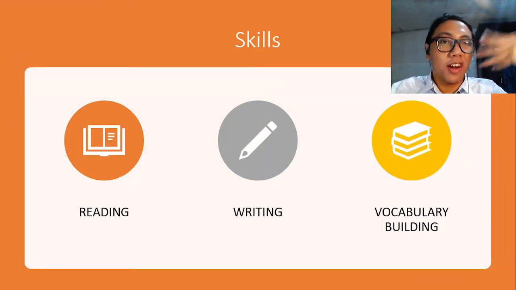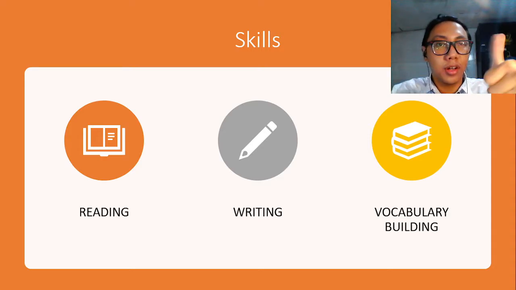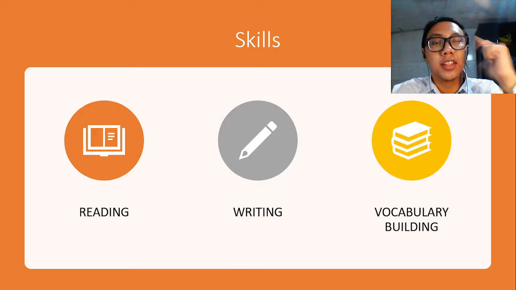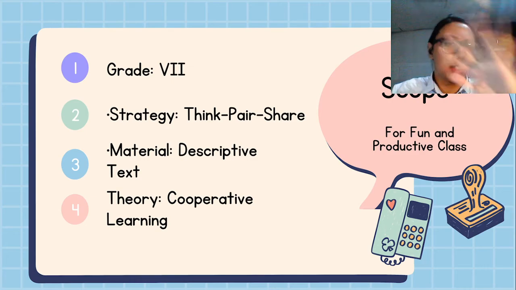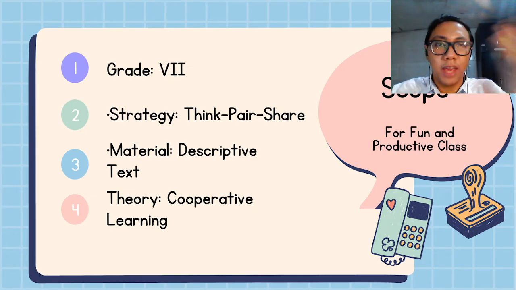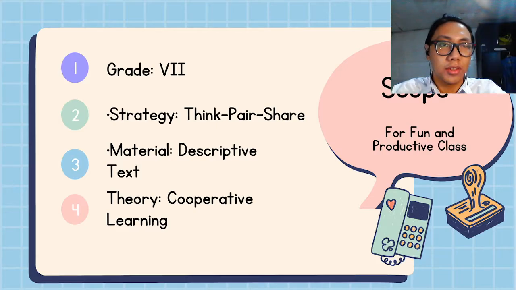So what skills are to be expected or nurtured in this particular method? The skills that we are going to aim for are, first, the reading skill of the student, and the second one is the writing skill. Albeit there is a complementary skill, that is vocabulary building. So what is the scope, or which students is this method aimed for? In this case, the students aimed for are 7th grade students.